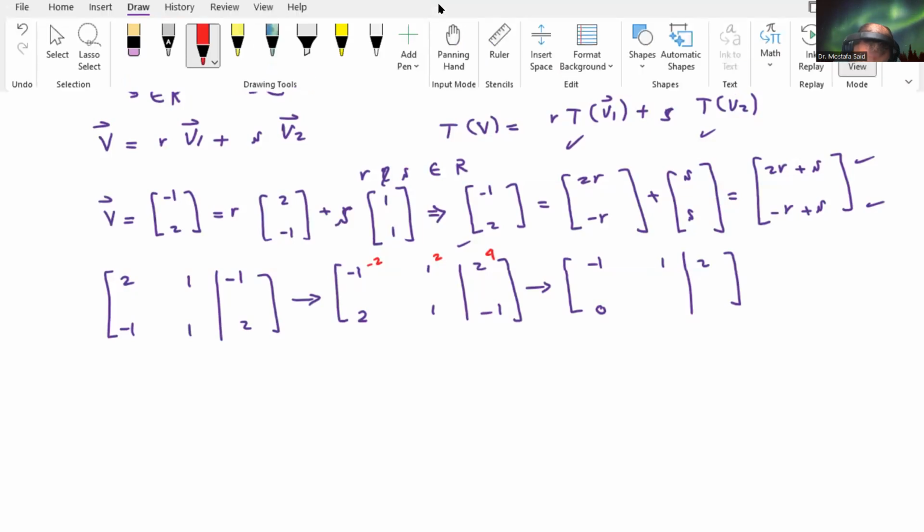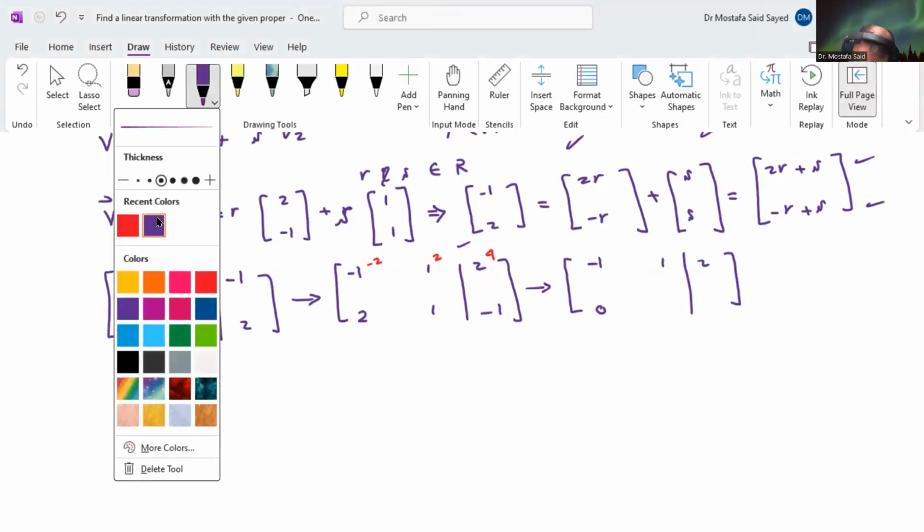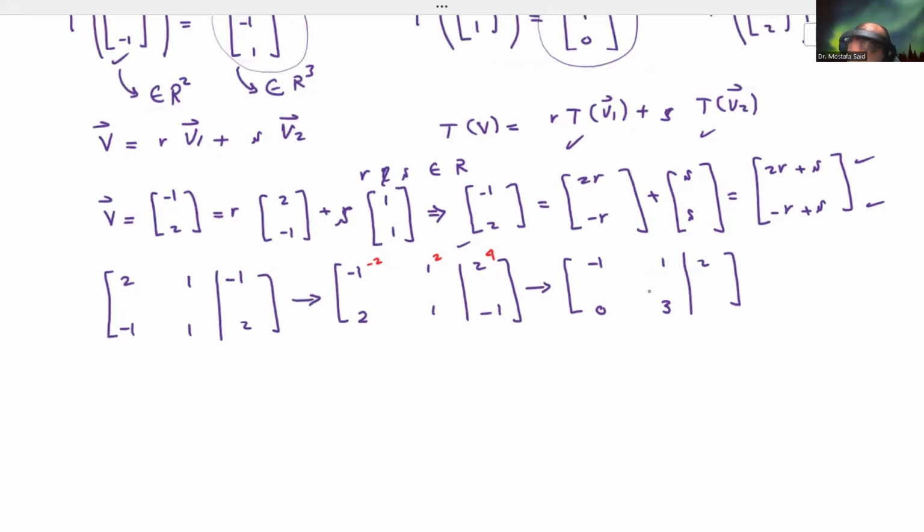2 and 1 will give us 3. And 4 plus minus 1 will basically be 3 as well. So we have here basically 3s equal to 3. From that, s equal to 1.